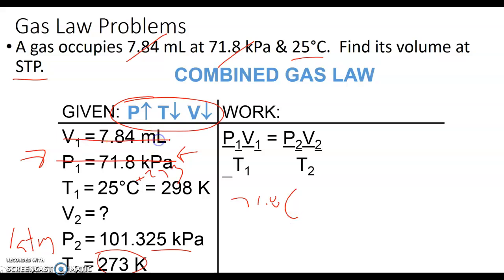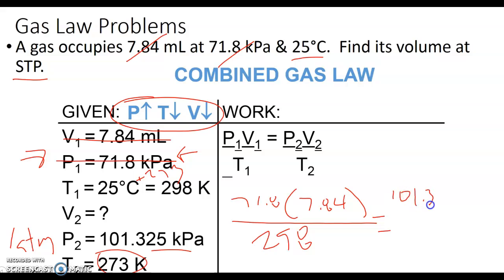Our V1 is right here, 7.84. Our T1 is 298. This equals 101.325. I do not know what my V2 is, but I do know that my T2 is 273.